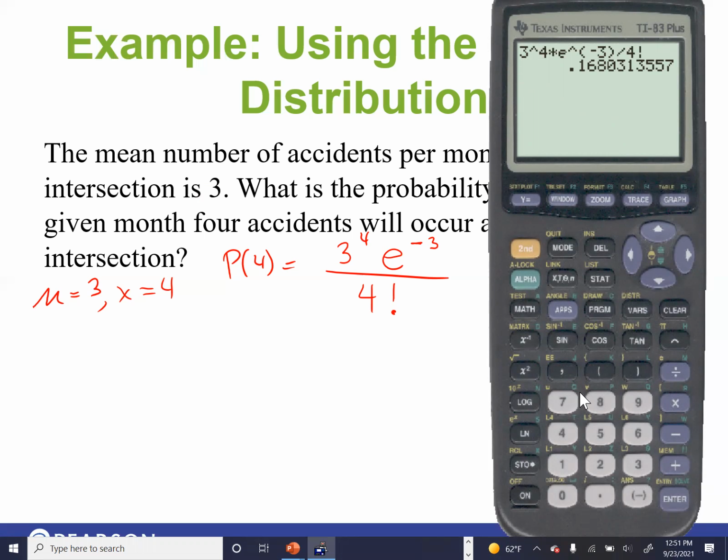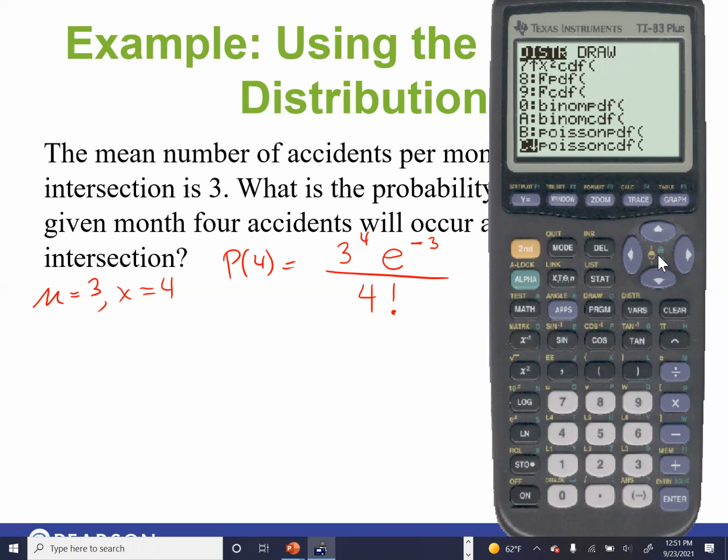All right, the other way to do it. We should go both ways, right? Let's go with second. Remember this is the distribution stuff. So how about second, distribution, and let's go down to something called poissonpdf. And you want the p-value. It's the probability instead of the combination. Poisson probability distribution function, that's kind of what it means.